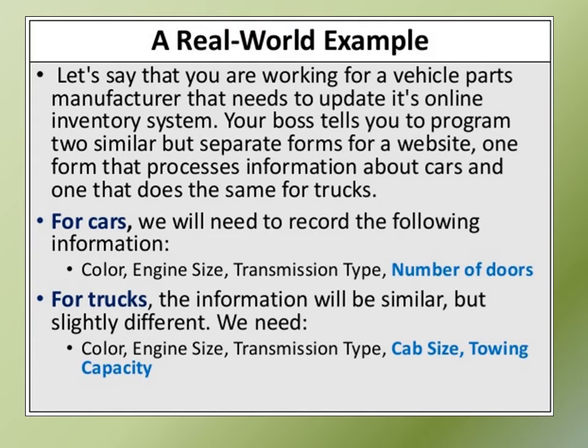This information we are going to create in a form for the cars, and for the trucks the information will be similar but slightly different. We need color, engine size, transmission type, cab size, towing capacity. So these two forms we are going to create for the two different vehicles.